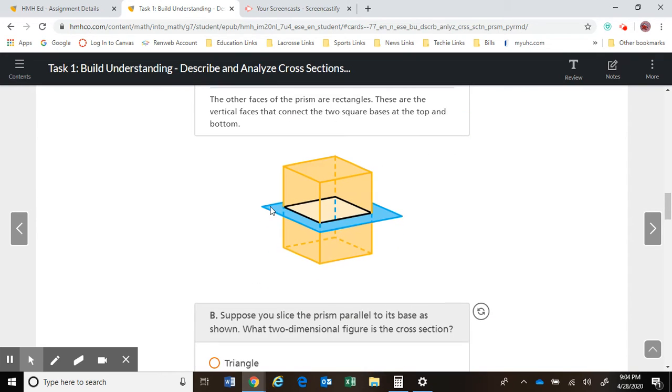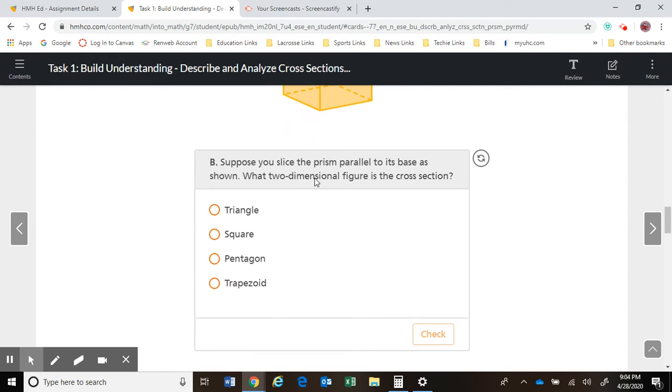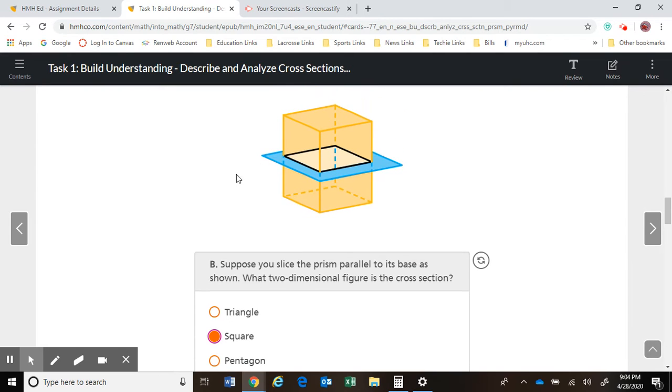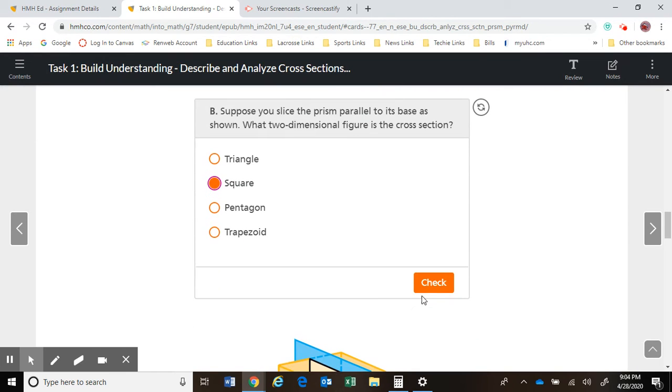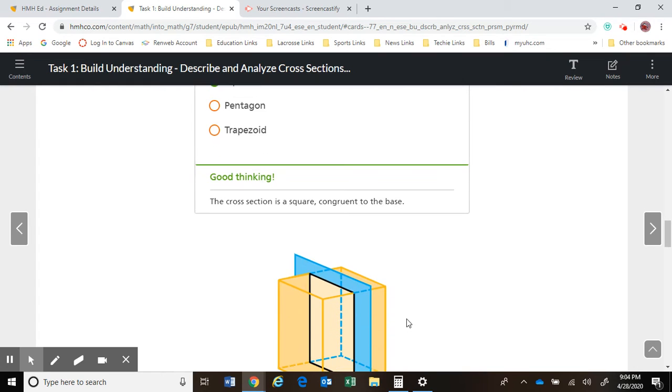So now, what happens if we slice the prism parallel to its base? Meaning we go through it horizontally, right? What shape has been created? What shape does that look like if we go through it? If you said square, you would be correct. If we go parallel to the base, that's going to create the same shape as the base, congruent to the base.